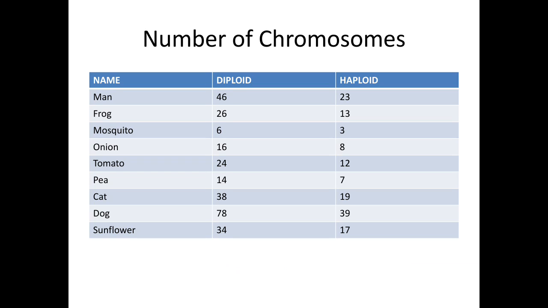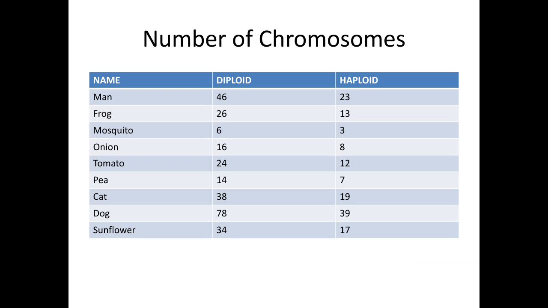Regarding the number of chromosomes, take the example of the human being. It consists of 46 diploid chromosomes and 23 haploid chromosomes. Then take the example of frog. It consists of 26 diploid chromosomes and 13 haploid chromosomes. Then take the example of mosquito. It consists of 6 diploid chromosomes and 3 haploid chromosomes.